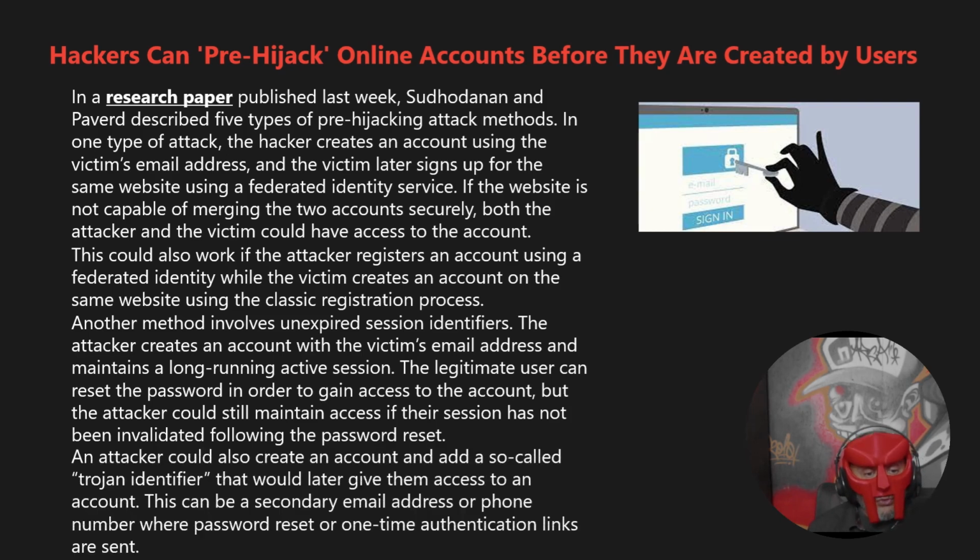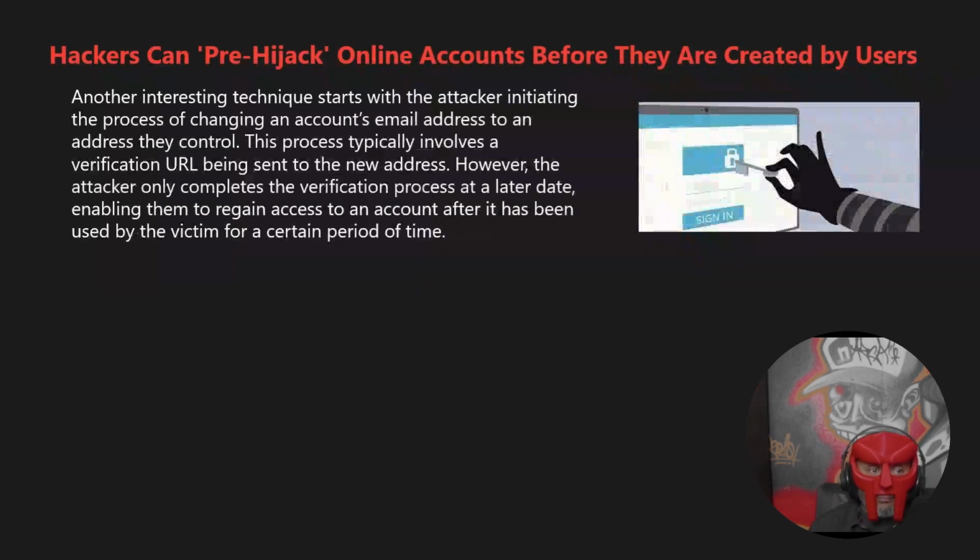An attacker could also create an account and add a so-called Trojan identifier that would later give them access to an account. This can be a secondary email address or phone number where password reset or one-time authentication links are sent. Another interesting technique starts with the attacker initiating the process of changing an account's email address to an address they control. This process typically involves a verification URL being sent to the new address.